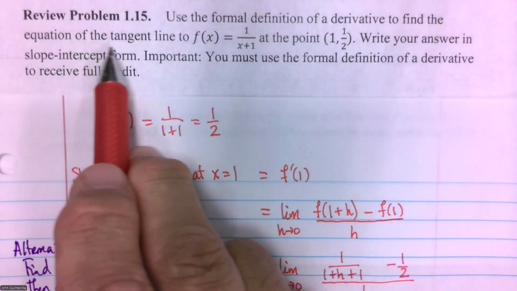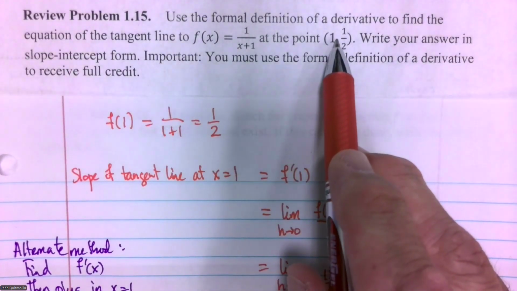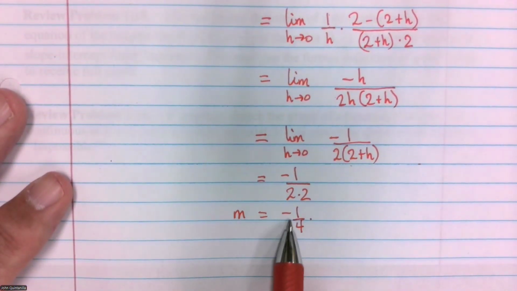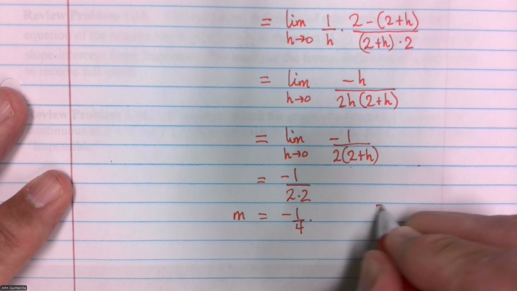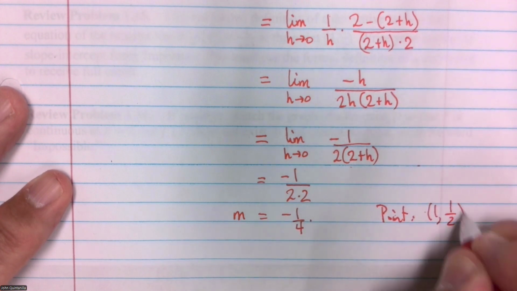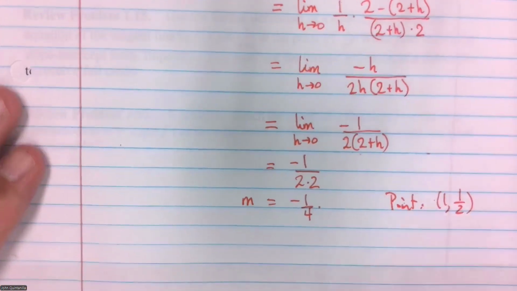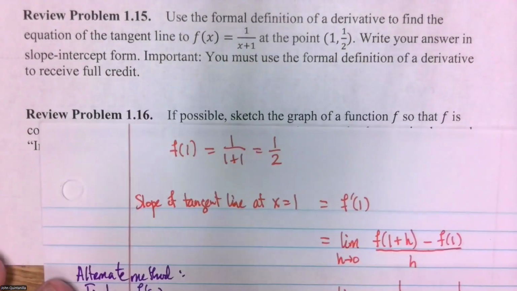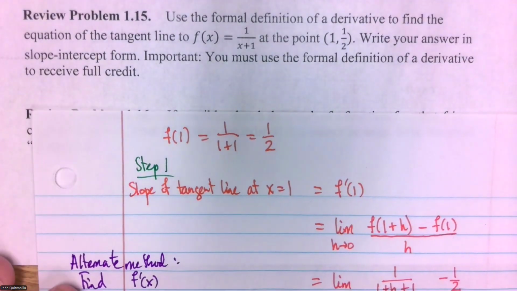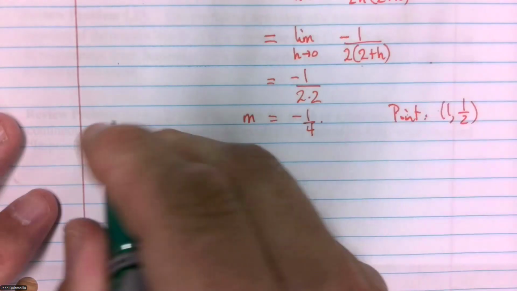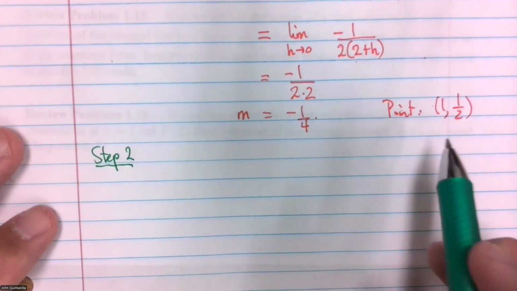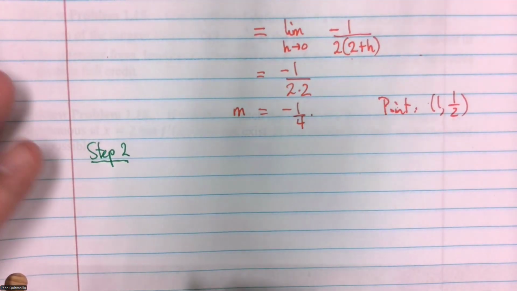Find the equation of the tangent line at the point (1, 1/2). All right, so here's my point, my slope is negative 1/4, and it passes through the point (1, 1/2). So step 2 of the problem, since all this was step 1, finding the slope of the tangent line, is going to be finding the equation of the line. There's a couple ways of doing this.